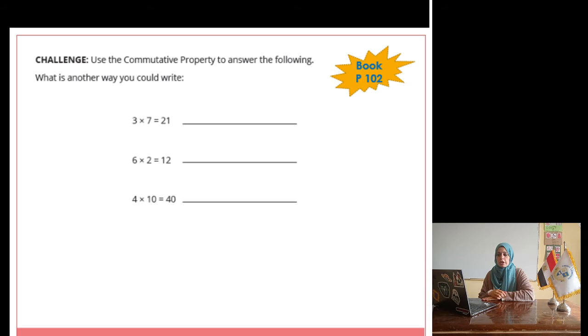In your book, page 102, use the commutative property to answer the following. What is another way that you can write this? You have 3 times 7 equals 21. When you flip it, it gives you 7 times 3 equals 21. 6 times 2 equals 12, the same as 2 times 6 equals 12. 4 times 10 equals 40. 10 times 4 is the same, it will give you 40.